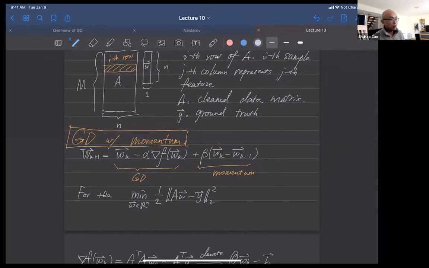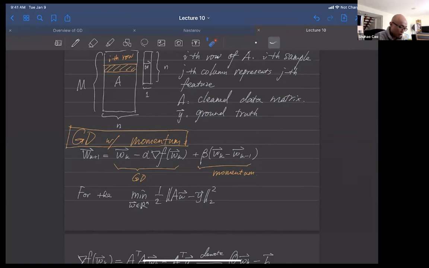Let's first recap what we had done for gradient descent with momentum. The idea is pretty simple. If our gradient descent algorithm moves in the same direction in two consecutive steps, then we push it a little bit further toward that direction. If the algorithm changes directions in two consecutive iterations, then we use the previous iteration's direction to correct the current step. So this is the idea of acceleration.